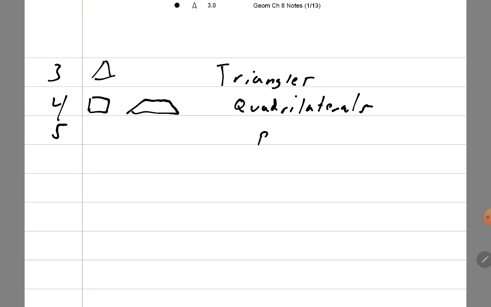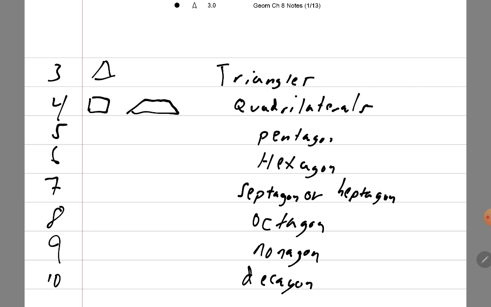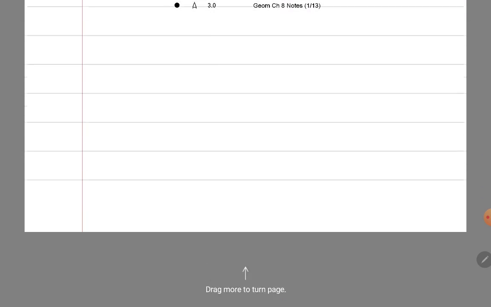5-sided is a pentagon. 6-sided is a hexagon. 7-sided, you can call it a septagon or heptagon. 8-sided is your octagon. 9-sided is your nonagon. 10-sided is your decagon. And we're going to stick with that for now. So let's move on.